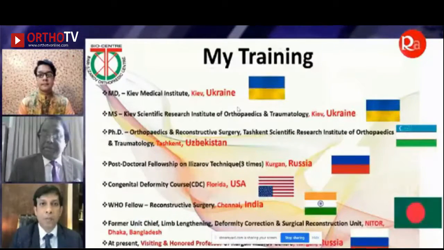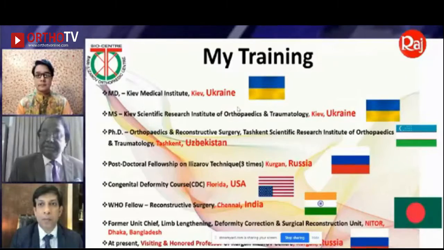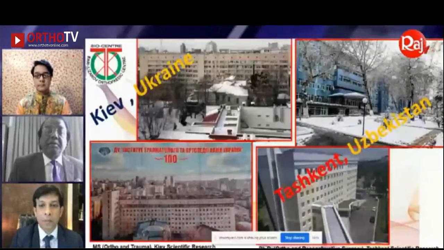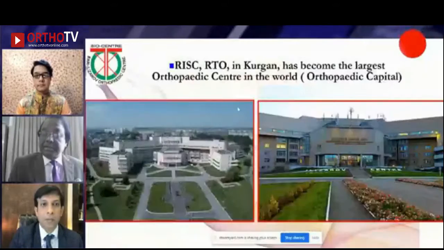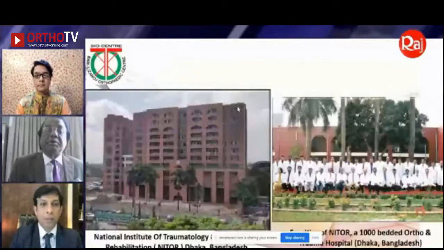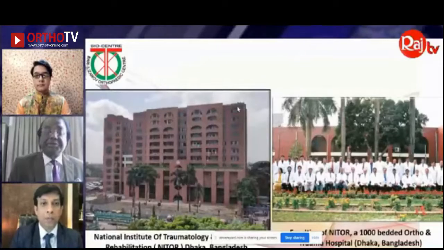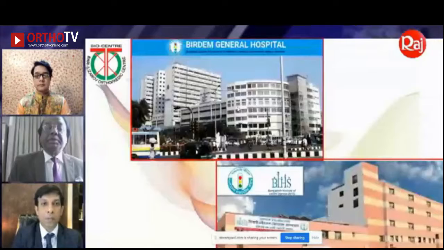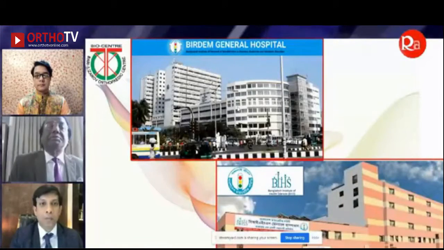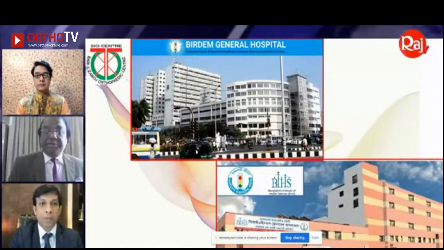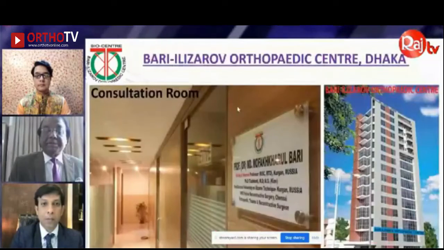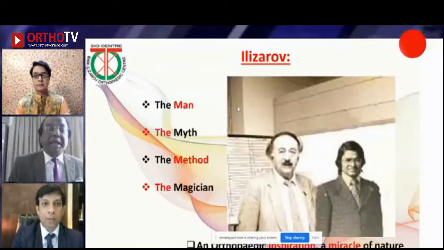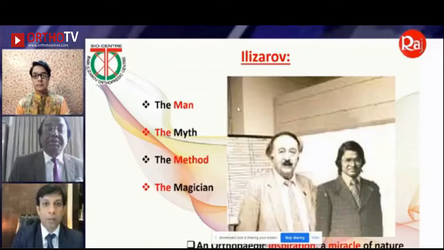I always love to show the different institutes where I got training. This is the Ghani Ilizarov Center, orthopedic capital of the world. This is our National Institute in Dhaka, a 1,000-bedded trauma and orthopedic center. And this is my current hospitals, in Bardem and BIHS. And this is my center. This is Kurgan. This is Ilizarov.